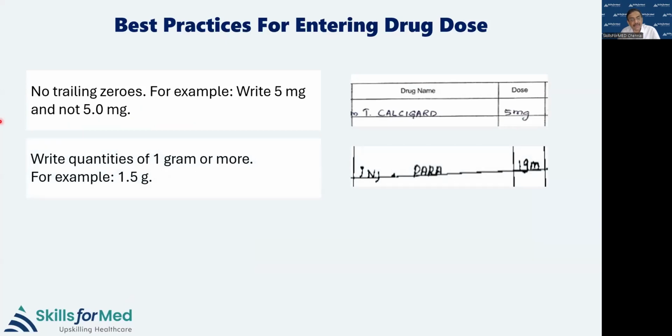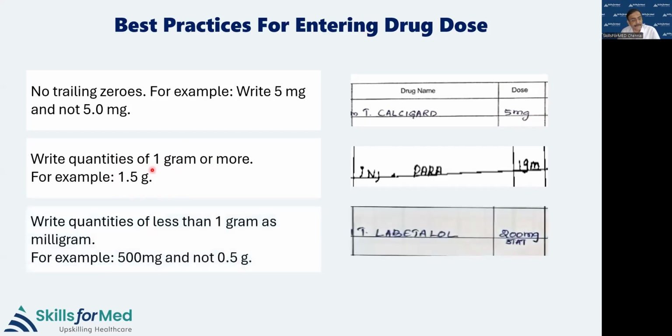And when you write quantities of 1 gram or more, then you can write like that. 1 g is what you have to write. So again, gm can be confused, don't write like this. Okay, so it is 1.5. So anything over 1 gram, you can write in decimal form, 1.5 like that.